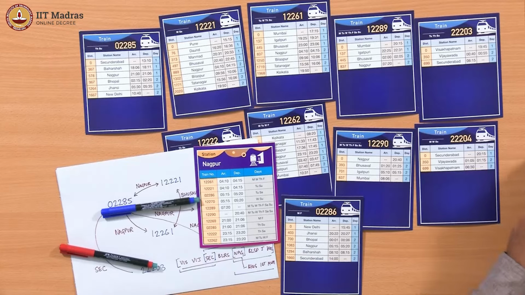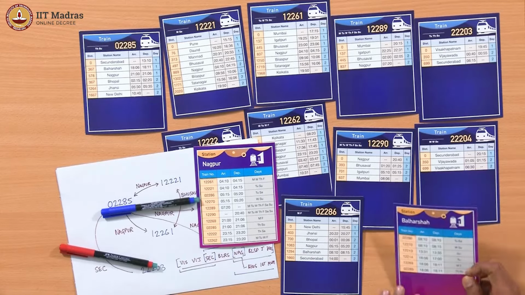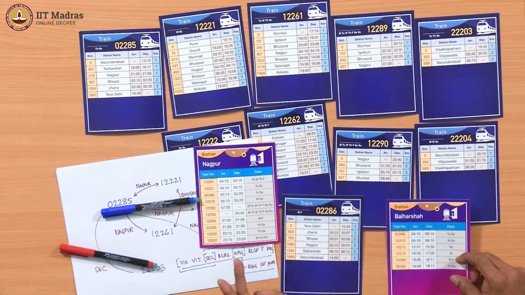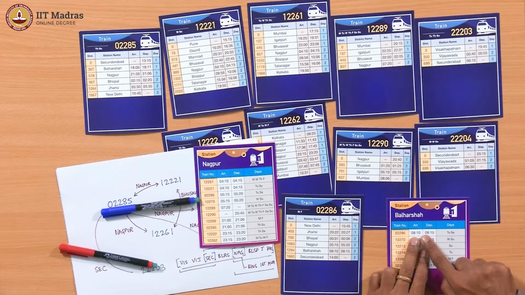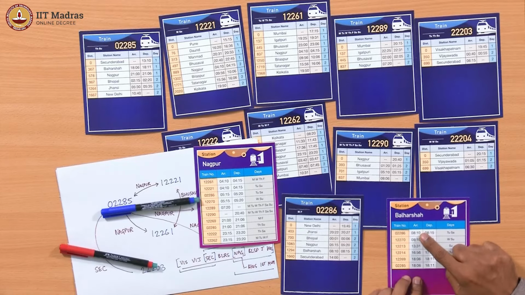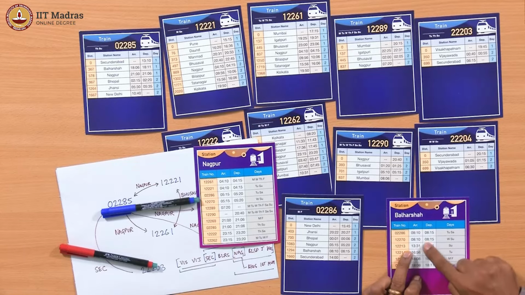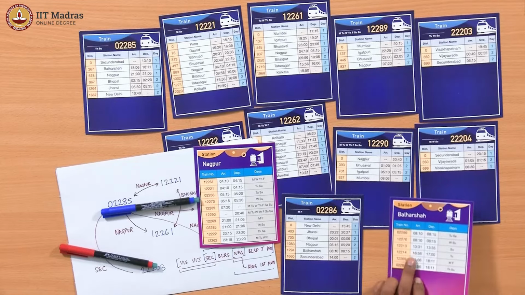Let's take Balar. So he got delayed by 1 hour, right? 2286 arrived at 8:10. Instead of arriving at 8:10, now he came at 9:10, unless he made up the time. Sometimes he makes up the time, but assume that 1 hour he didn't make up. So he came at 9:10 and departed at 9:15, so it did not have any impact on the other trains. So no problem with Balar.